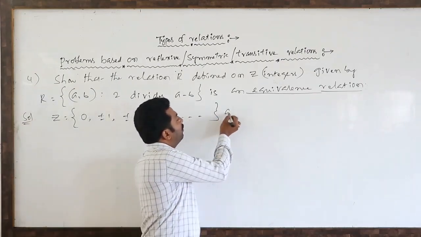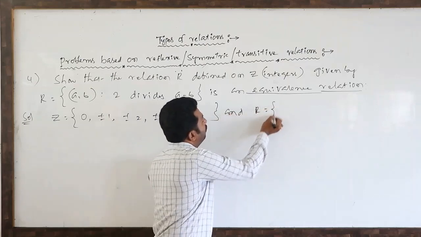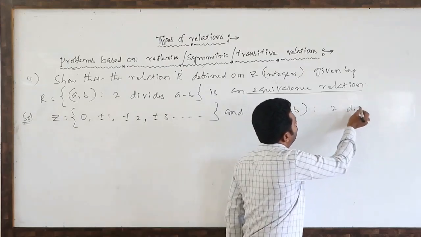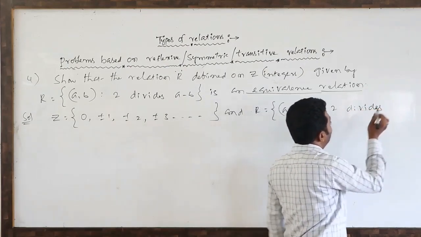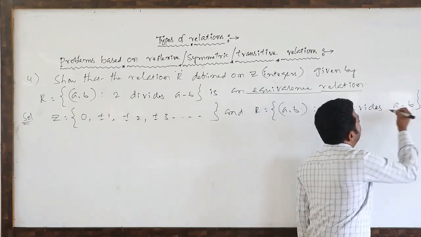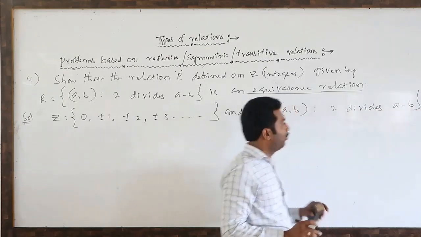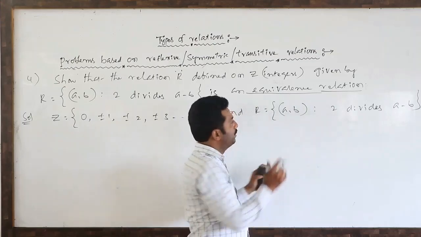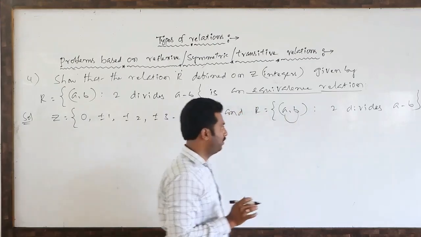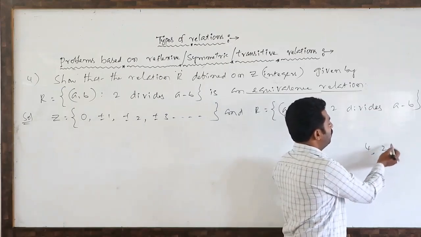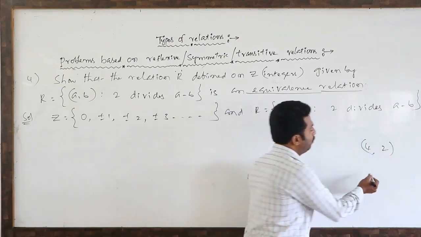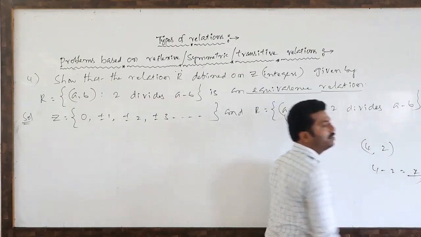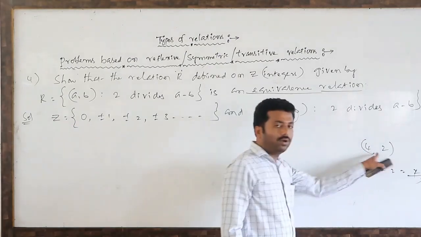And how is capital R defined? The set of all ordered pairs such that 2 divides, here the relation is important, the first component minus the second component. If the first component minus the second component is divisible by 2, there is a relation. One simple example: suppose first component 4, second component 2. What is 4 minus 2? 2. Is this divisible by 2? Yes. So there is a relation between (4,2).